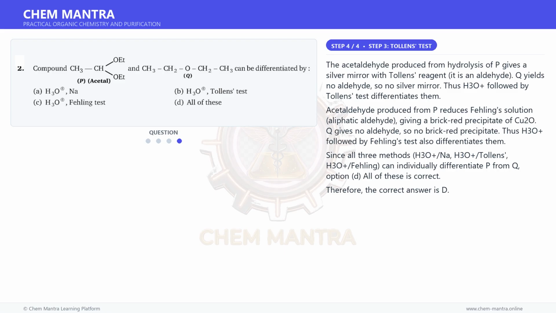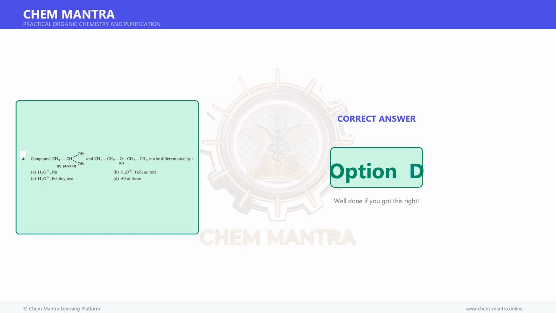Since all three methods, H3O+ with Na, H3O+ with Tollens, and H3O+ with Fehling, can individually differentiate P from Q, option D, all of these, is correct. Therefore, the correct answer is D. Therefore, the correct answer is option D.